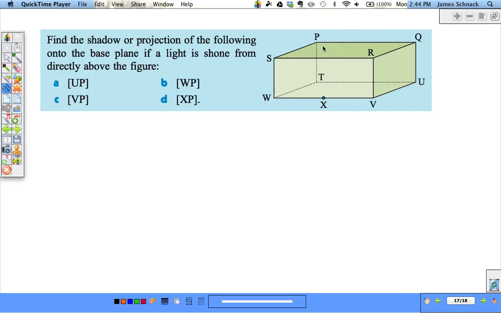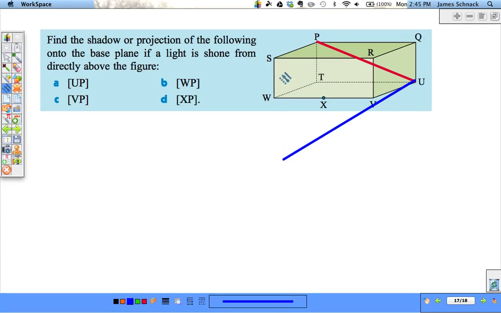So UP would be this segment. So picture a large piece of wood or a tree branch going from P to U. Where would its shadow go? This is along the back side of the box. Its shadow would go along the bottom, and it would be going right there. Not right there. It would look like such. The shadow of UP is TU.